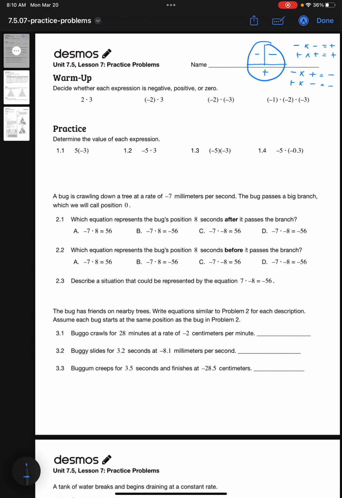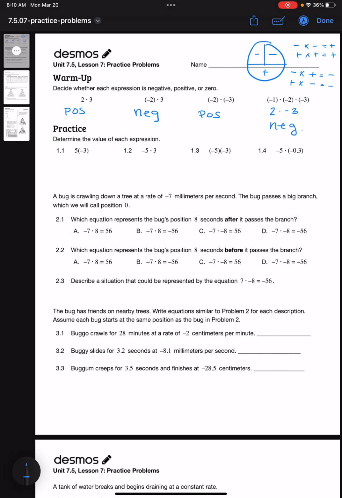So the first one, 2 times 3 is a positive times a positive, so your answer is going to be positive. Negative 2 times 3 is negative 6, so it's negative. Negative 2 times negative 3 is positive, a negative times a negative would be positive, but 2 times negative 3 would be negative.